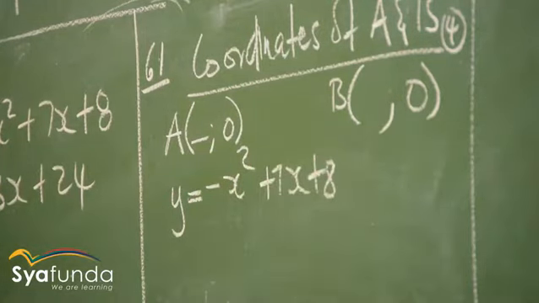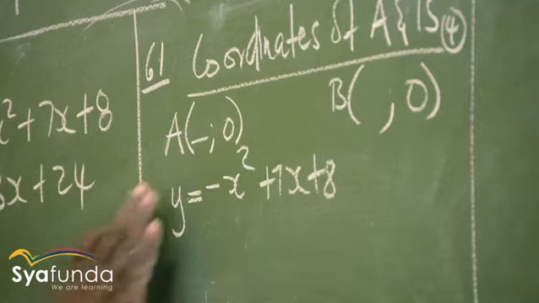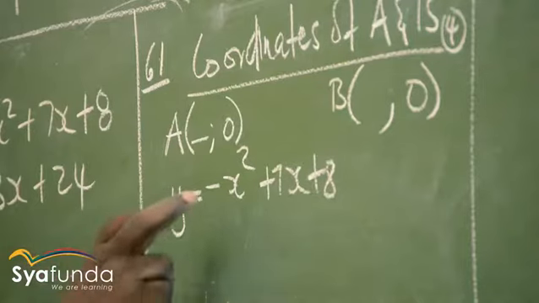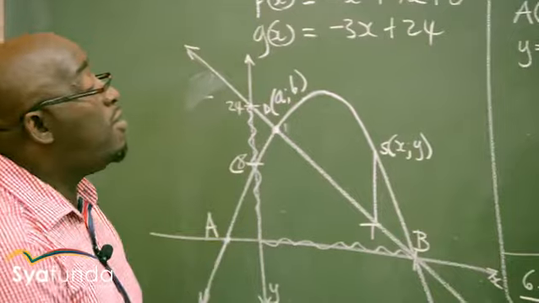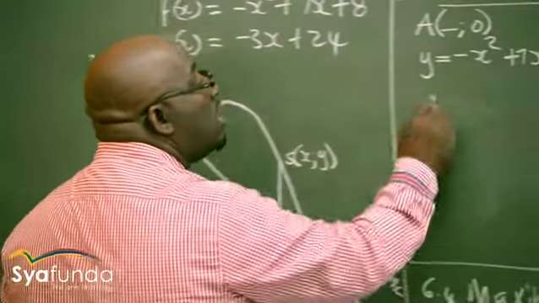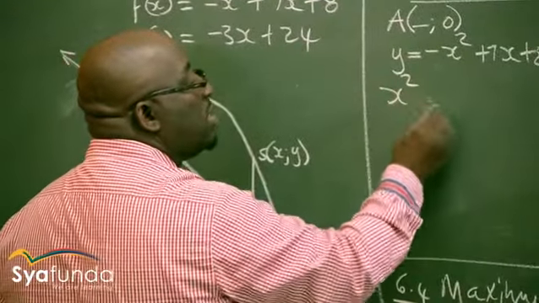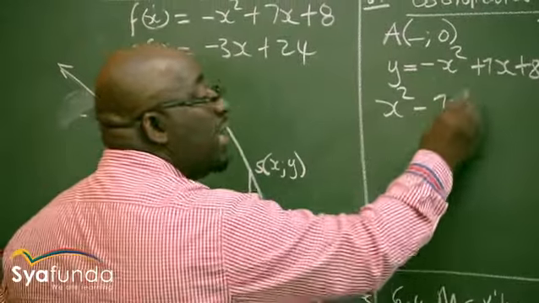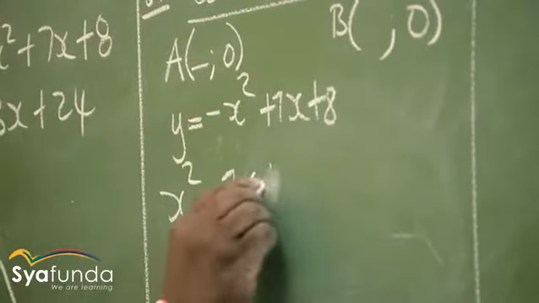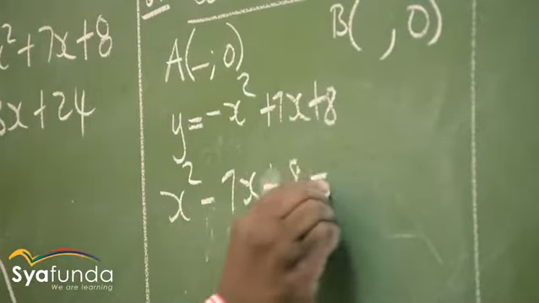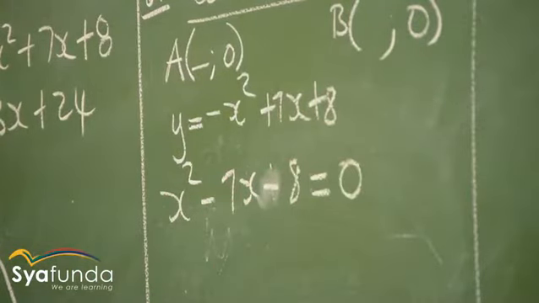Because we're looking for the x-intercepts, let us make y equal to 0. So this will be 0. So let's take everything this side. Because the coefficient of x squared must always be positive before we factorize. So we're going to have x squared minus 7x plus, it's no longer plus now, we're taking it that side, it's going to also be minus 8. This then becomes 0. That's what we have. X squared minus 7x minus 8 is equal to 0.